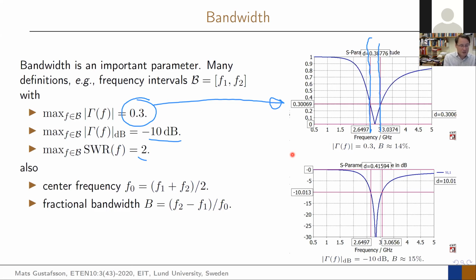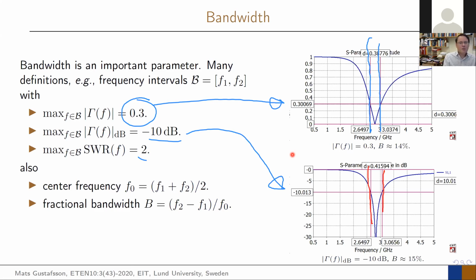If you have said matching is 0.3. If I instead said minus 10 dB, of course I have to plot it in dB scale. I do the same thing down here. And then I can see I have one line there and I have one line there. And you again have a lower frequency and a higher frequency where this is matched. And it's approximately the same as 0.3, because minus 10 dB is approximately 0.3.